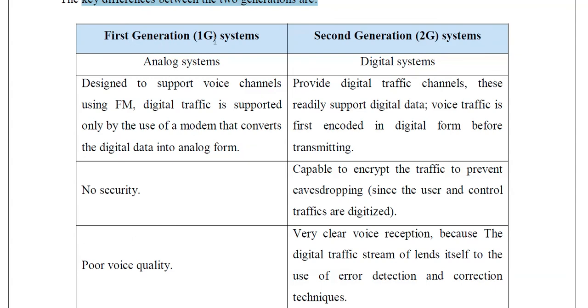First generation systems are analog systems. Second generation systems are digital systems. We moved from analog to digital. First generation systems designed to support voice channels using frequency modulation, FM. Digital traffic is supported only by the use of a modem that converts the digital data into analog form.